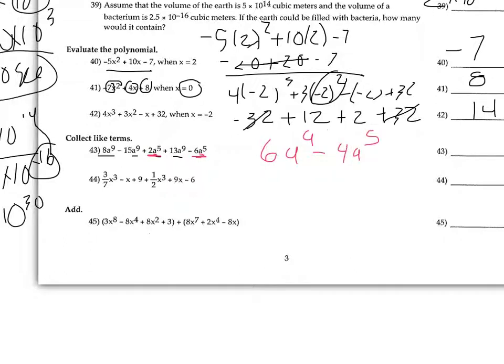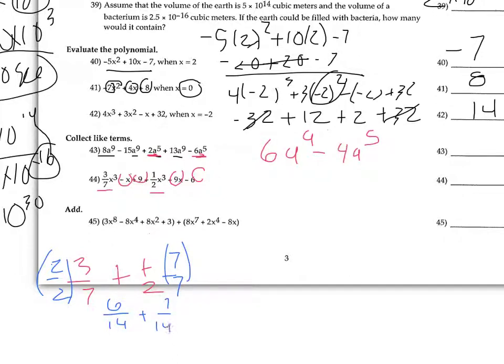This next one, combining like terms, we have our x cubes, we have our x to the first, we have our numbers. So if we have 3/7 x to the third plus 1/2, the real question is what is 3/7 plus 1/2? Well, we need to get a common denominator, which is 14, so multiply by 2 over 2, multiply by 7 over 7, so this is going to be 6/14 plus 7/14, which is 13/14, so you have 13/14 x cubed, negative x plus 9 is plus 8x, and then 9 minus 6 is plus 3.